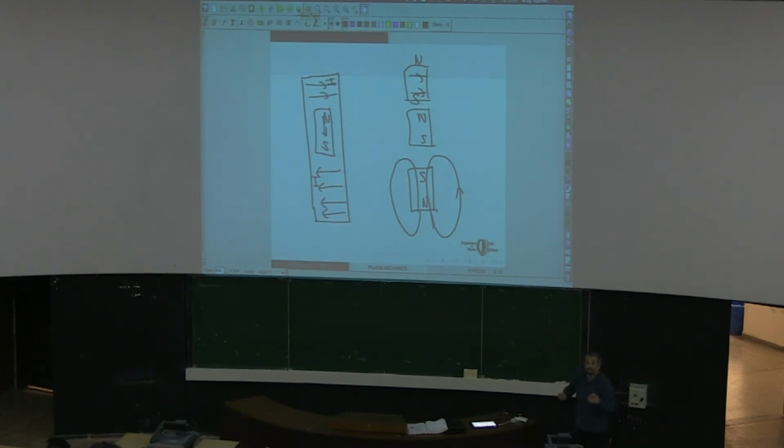And this is why it slows down until it reaches some constant speed, and once it reaches its constant speed, it just keeps moving at the same speed with zero acceleration. And this is why it takes such a long time for the magnet to fall down.